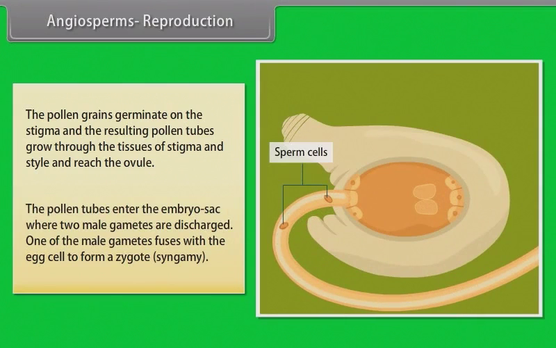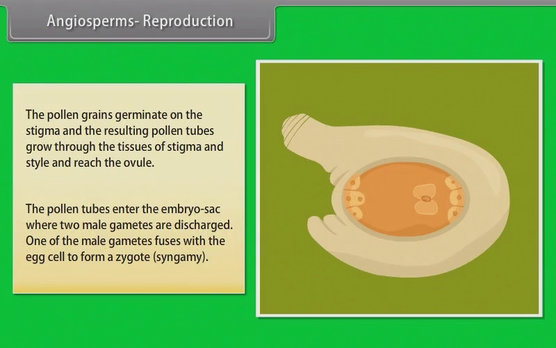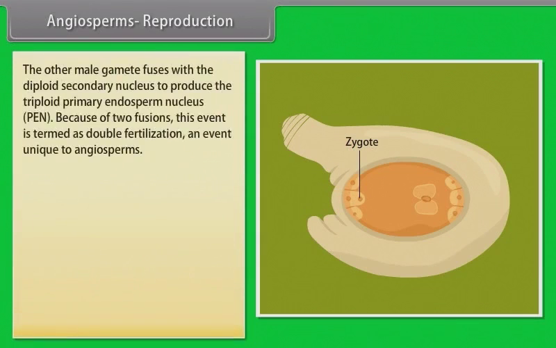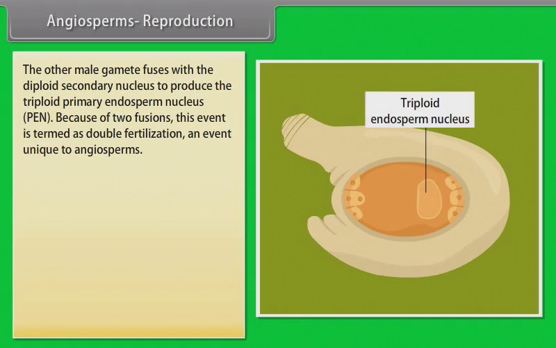One of the male gametes fuses with the egg cell to form a zygote, syngamy. The other male gamete fuses with the diploid secondary nucleus to produce the triploid primary endosperm nucleus, PEN. Because of 2 fusions, this event is termed double fertilization, an event unique to angiosperms.